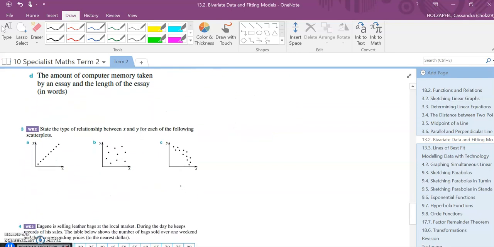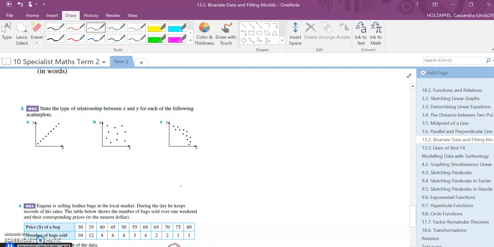Okay, we've got another couple of really easy questions here. State the type of relationship. We're going to be using that language, strong, weak, correlation, to describe these relationships. Again, I'll get you to pause the video and then I'll go through the answers.